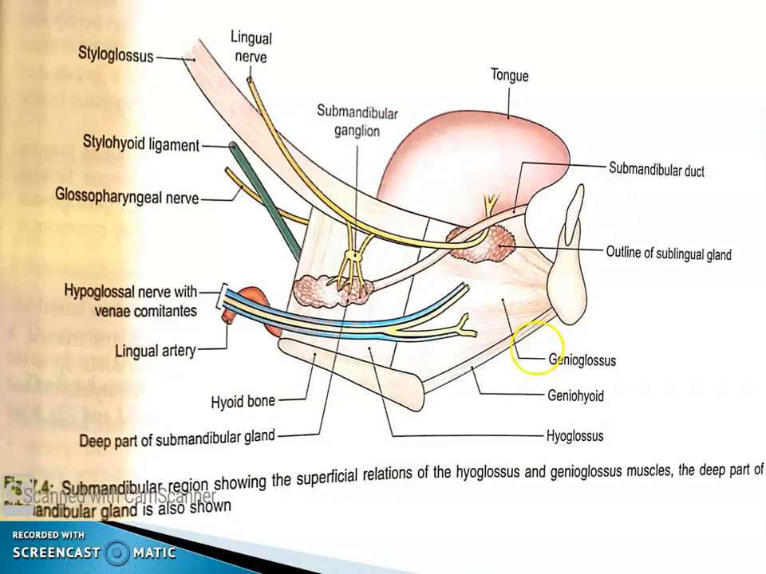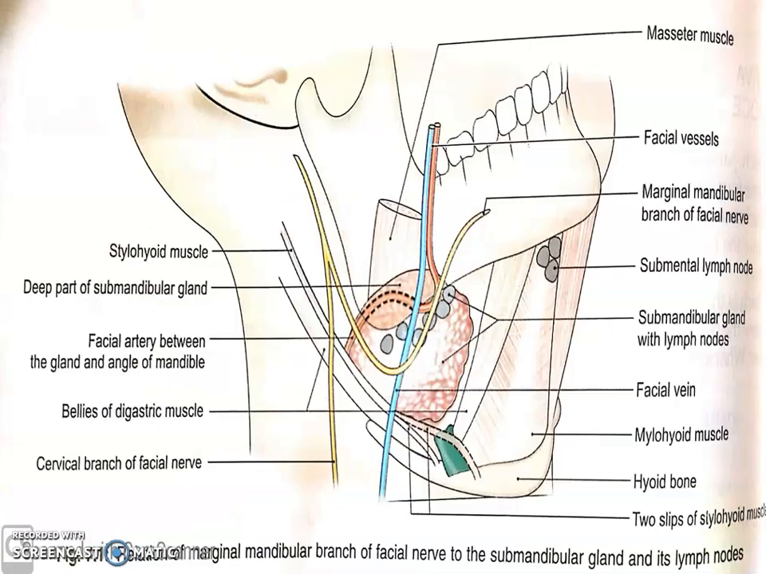In this another diagram we will see the genioglossus muscle, this is the hyoglossus, and this is the styloglossus muscle present in this submandibular region. This region contains one ganglion, the submandibular ganglion. So these are the structures present in the submandibular region.